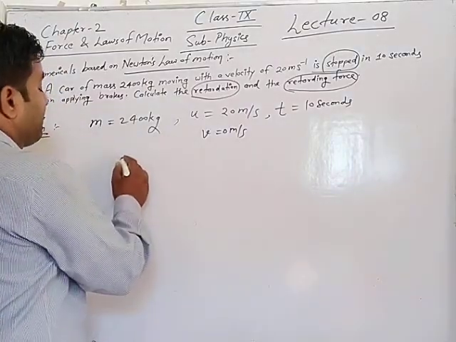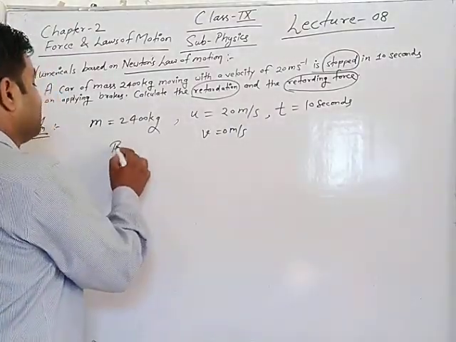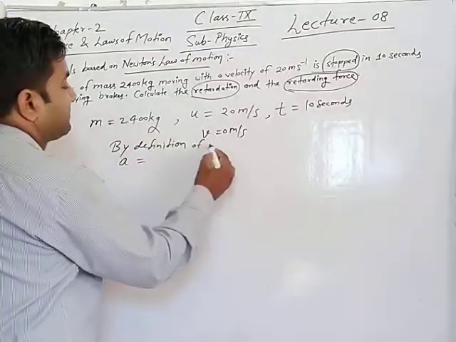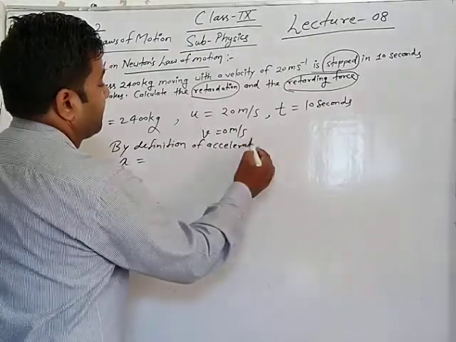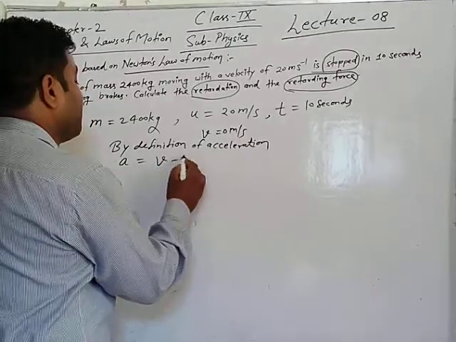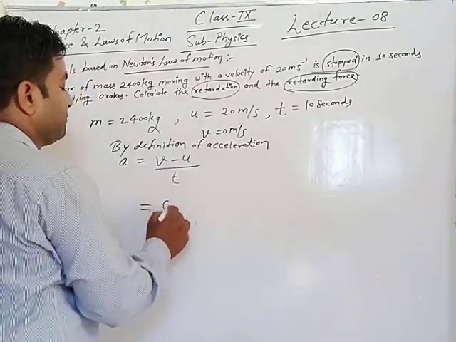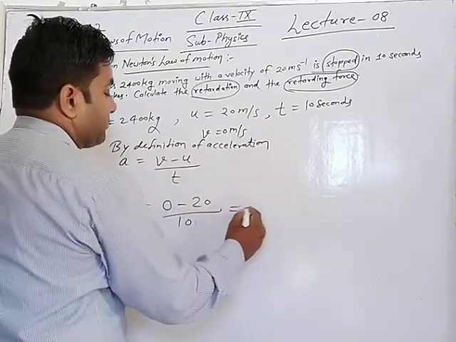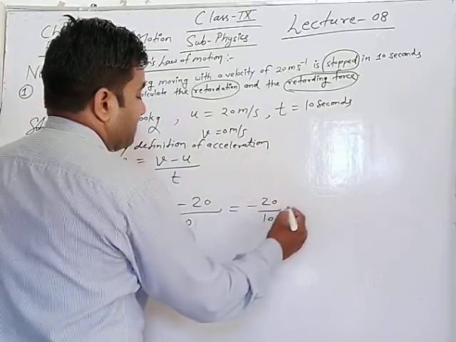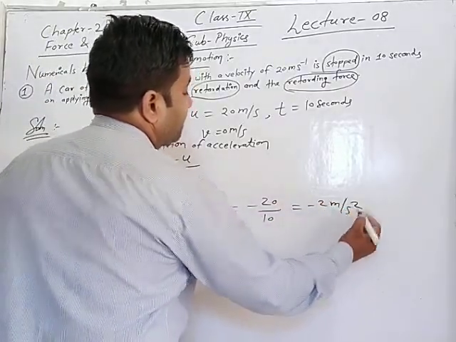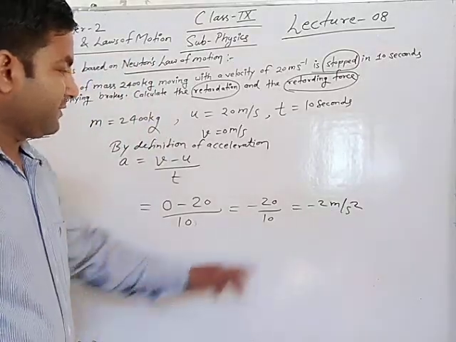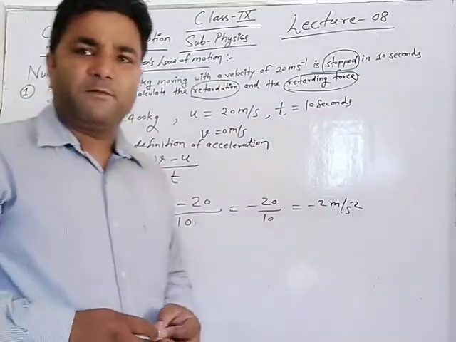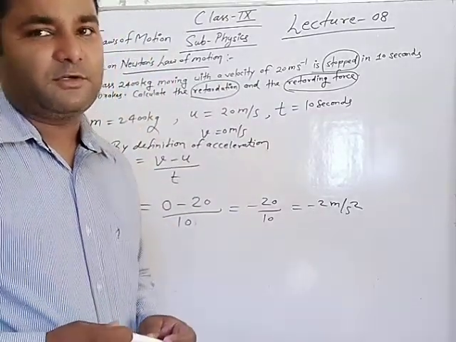How will this one be solved? a is equal to, by the definition of acceleration, a very simple concept, v minus u upon t. v is 0 and u is 20 and time is 10, so it is equal to minus 20 upon 10, which is equal to minus 2 meter per second square. This is the value of acceleration, and with the help of this acceleration we can solve by Newton's second law. Newton's second law we all know, that is rate of change of momentum is directly proportional to applied force.